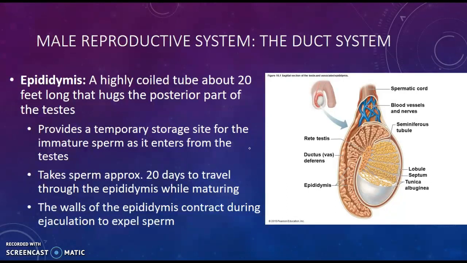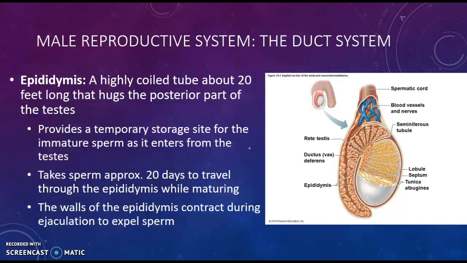Once the sperm enters the rete testis, it then enters what we call the epididymis. The epididymis is a very, very highly coiled tube about 20 feet long. Just think about that for a second. Right now, most of you are between 5'2" and 6'2", depending on if you're male or female. This is 20 feet long in the testes going all the way up.